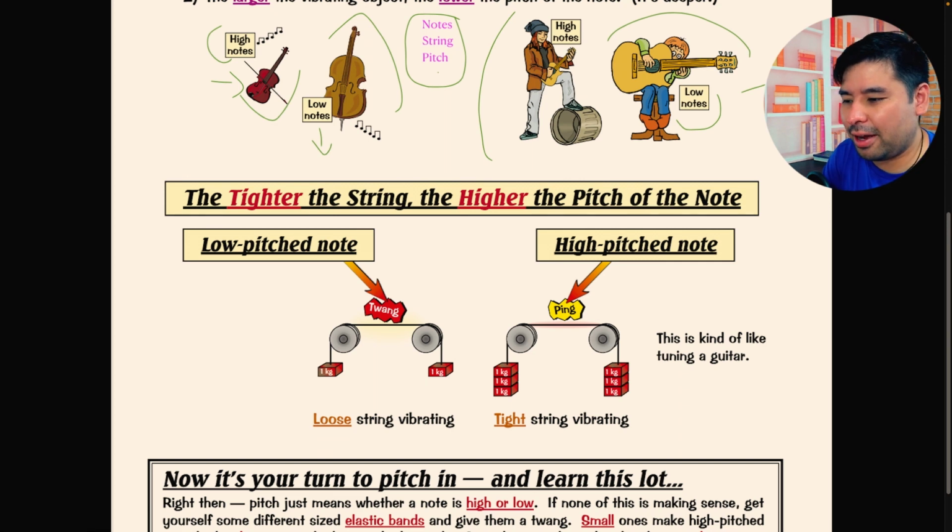Again, the tighter the string, the higher the pitch of the note. And then we have here, like the string is this line, we have this little kilo here, 1 kilo, and then we have another one here, 3 kilos, again. And then this one here, twang, this is the sound, this little thing is the sound produced when you touch the string, okay?